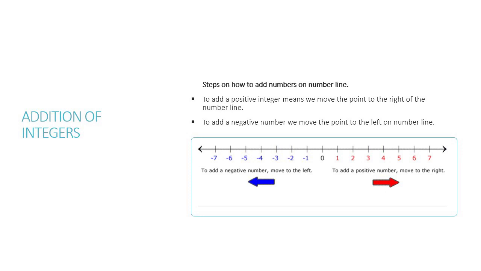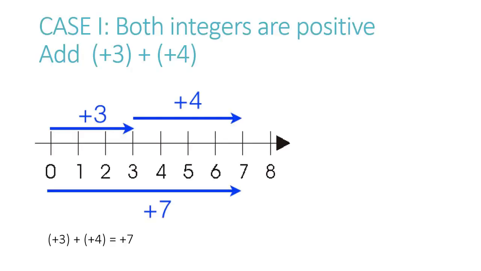Steps on how to add numbers on the number line. To add a positive integer, we move the point to the right side on the number line. To add a negative number, we move the point to the left on the number line. This very basic concept is used for addition and subtraction of integers on the number line. Okay? So let's take a few examples.